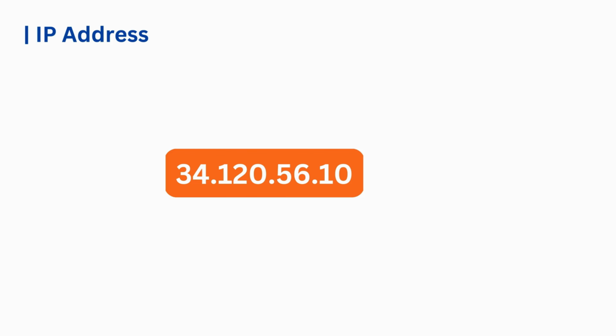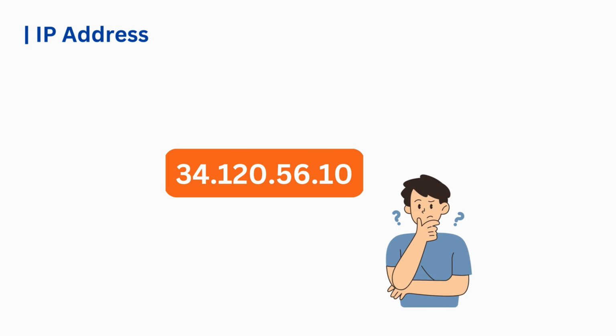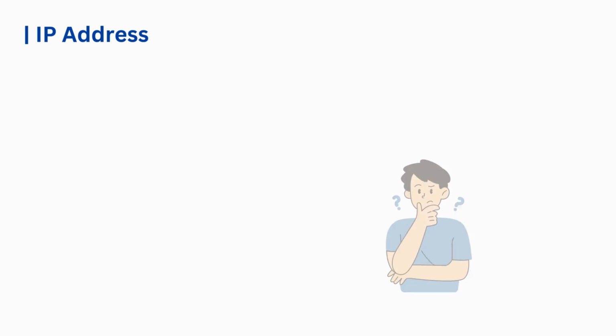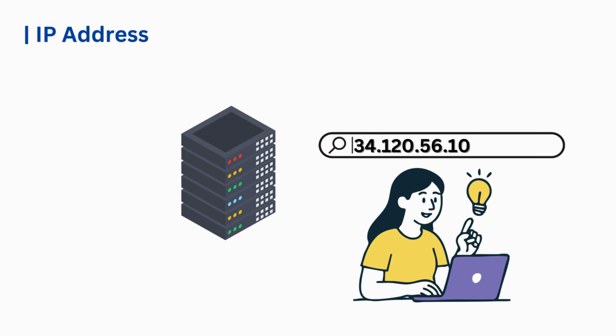An IP address looks like a long number, something like 34.120.56.10. Computers understand this number, but customers don't want to remember such numbers. So technically, customers can access the application using the IP address, but it's not practical or user-friendly. This is where the next problem comes in: how do we make it easy for customers?